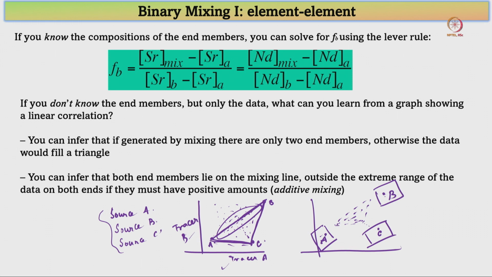So, even if you sometimes do not know the third source, by the nature of the plot itself, you will know where it should lie, whether it should lie here, whether it should lie here, whether it should lie here. So, where the third end member would lie, you can just make a guess, you can do some artificial calculations. Artificial calculations means consider this as the end member and try to do the calculation, consider this as the end member and try and do some calculations and see the results.